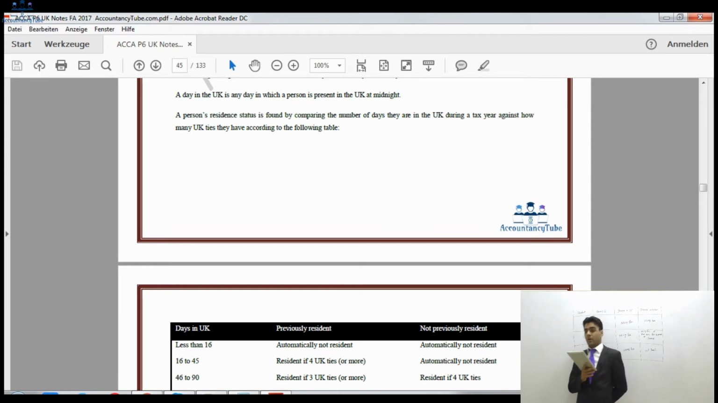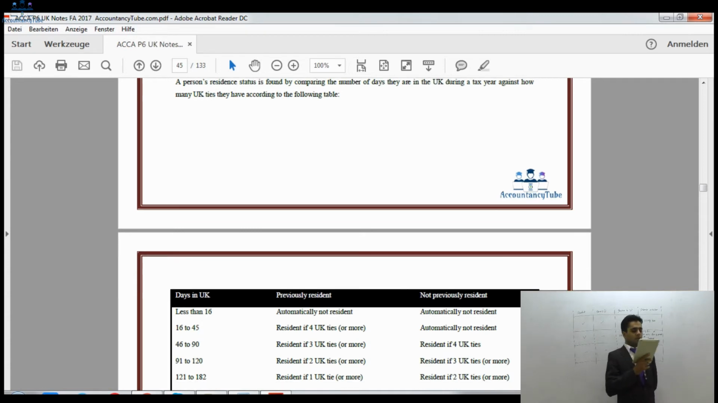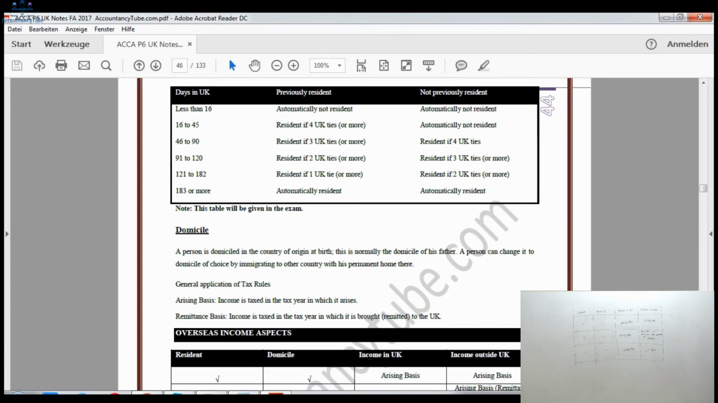So first automatic non-resident test tells us if you have spent less than 16 days, doesn't matter if you're previously resident or not, you will be automatically non-resident. So that's what it says in the table as well. And if you see the last one in this table, it says if you have spent 183 days or more, it doesn't matter if you're previously resident or not, you will be automatically UK resident. And we have seen this in our automatic UK resident test.